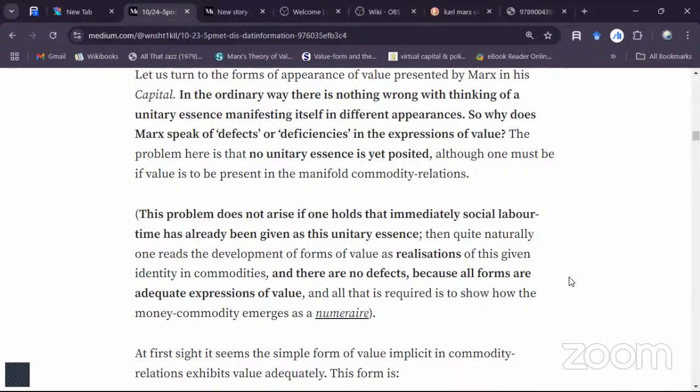Social labor time is not the labor itself, but it is the time devoted to it. Then quite naturally, one reads the development of forms of value as realizations of this given identity in commodities, and there are no defects because all forms are adequate expressions of value. In your little brain, it's all the same, or sufficient anyway, and all that is required is to show how the money commodity emerges as a numeraire. See, that's the next step.